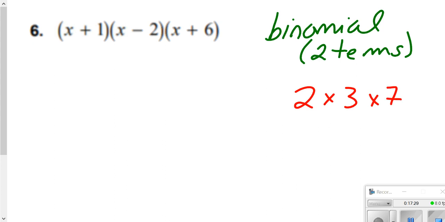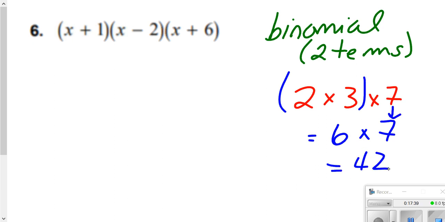You take 2 times 3 and you get 6, and then you take that answer times the thing that you didn't deal with yet. Okay? And that's how you get your answer of 42. This is the same idea here. You can pick any 2 to put together first. Let's say we do those 2 first.